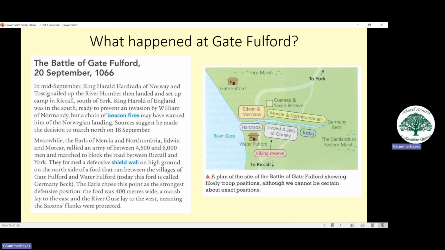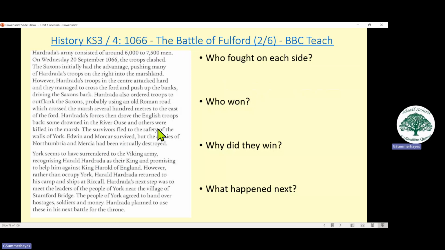Earls Edwin and Morcar had chosen this position next to a brook or a ford, and they'd got a river on one side and marshlands on the other side, meaning that they were protected. But Hardrada won anyway, despite the Saxons having the advantage, pushing the troops into the marshland.